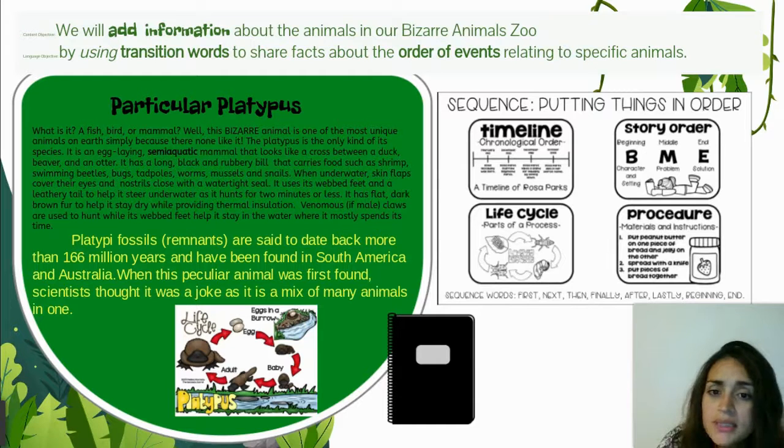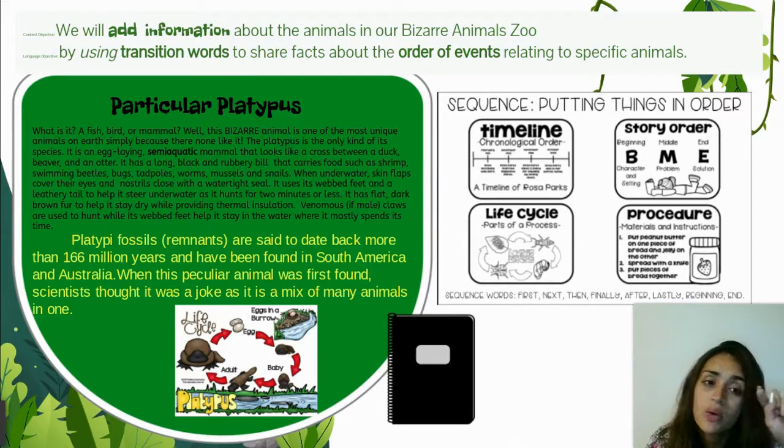Platypi fossils remnants are said to date back more than 166 years and have been found in South America and Australia. When this peculiar animal was first found, scientists thought it was a joke as it is a mix of many animals in one. I use the word first, but I've also made sure to include a story order. I've also used some dates or years, and I also told a short story about when scientists first found the platypus. I've also included a diagram showing the order of events, or in this case, the order of the animal's life cycle from an egg to an adult.